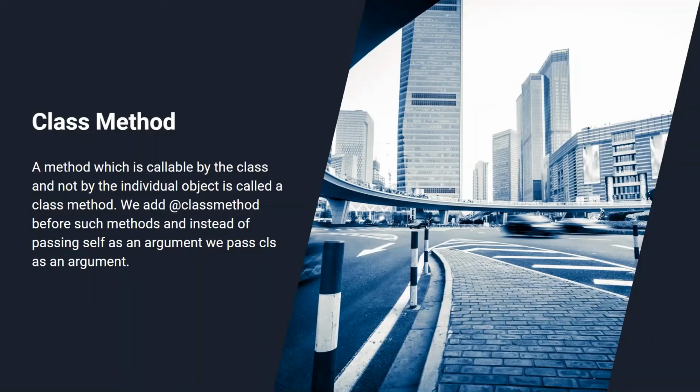We add @classmethod before such methods, and instead of passing self as an argument in the function, we pass cls as an argument. This is all about the class method, guys. We will tell you in detail in the implementation part. So this is all about the theory part of inheritance and overriding.